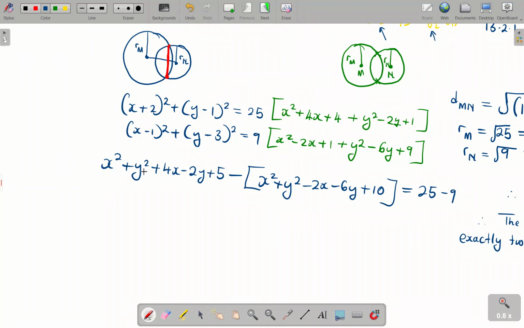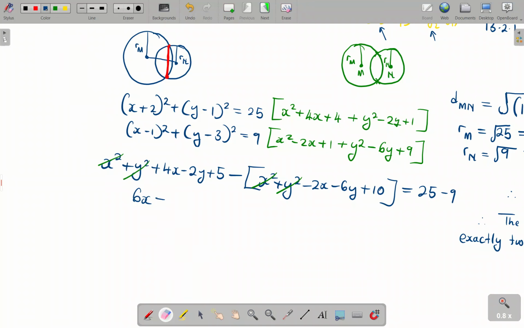Now you can see that this one here and this one, this rationalizes. So you see what we have: 4x minus negative 2x, negative times negative gives you positive, 4 plus 2, that's 6, so 6x. Then negative 2y plus 6y will give you, negative 2 plus 6, that will give you 4.